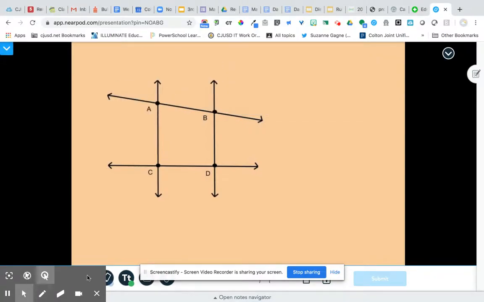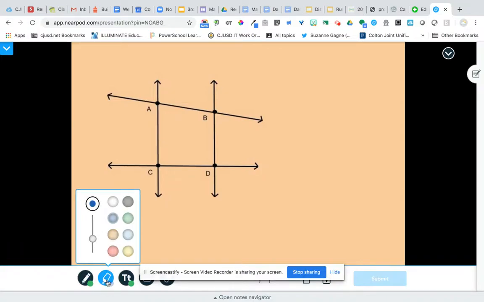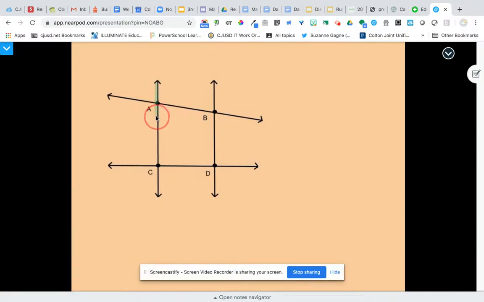So I'm going to take my highlighter, green, the highlighter, not the pen. I'm going to take the green highlighter, parallel lines. These two lines are parallel. They aren't touching now, and they will never touch. That is why they are parallel.